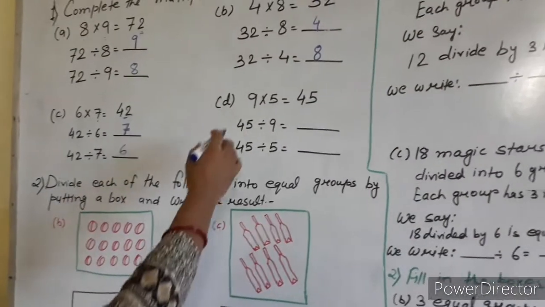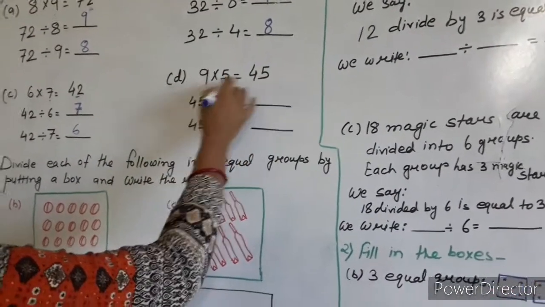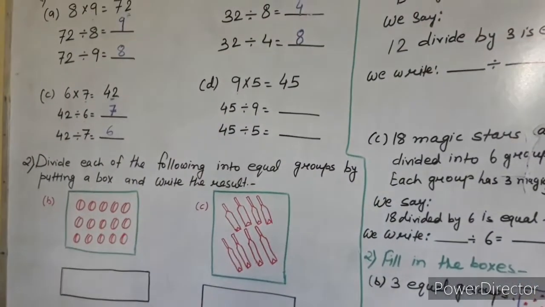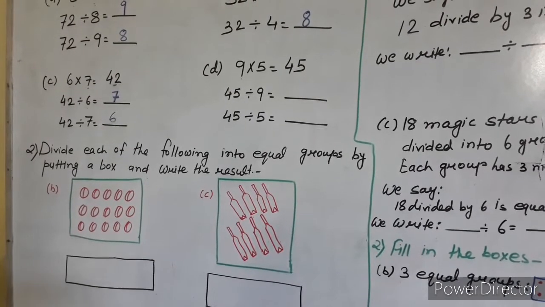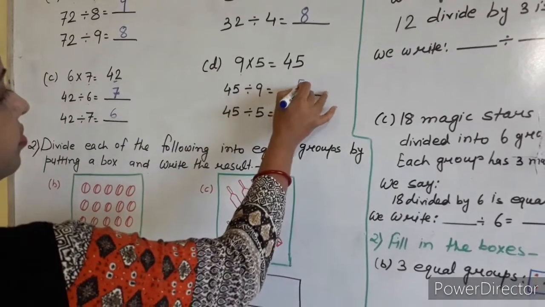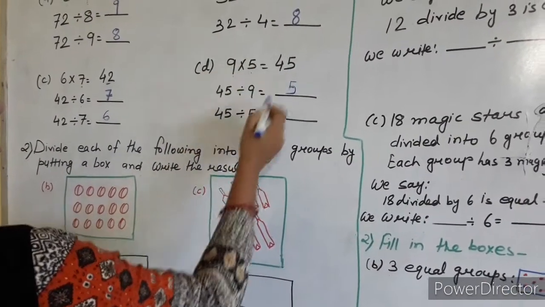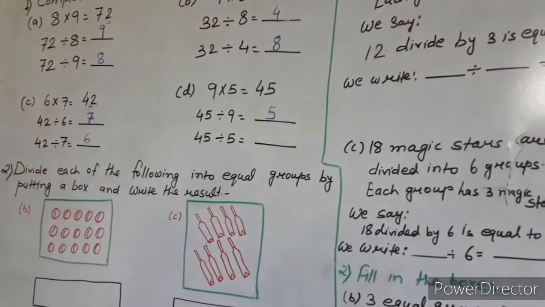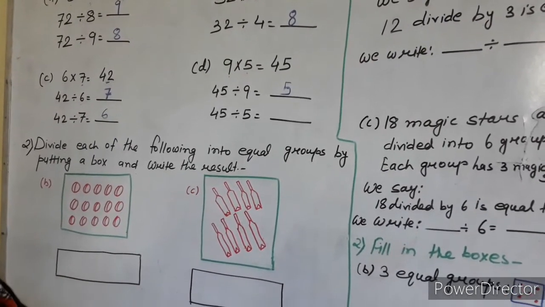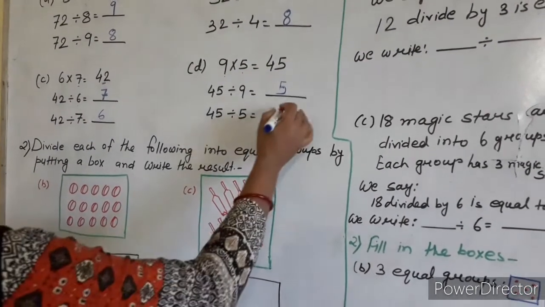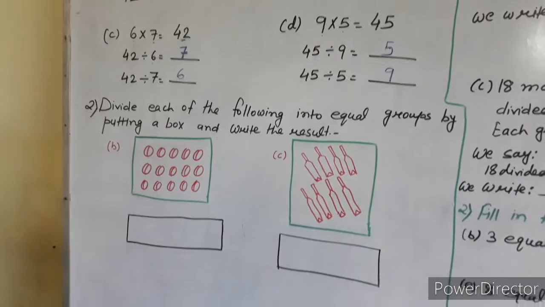Then question D, 9 into 5 is 45. This is the multiplication fact. Then 45 is first divided by 9. So 9 1s are 9, 9 2s are 18, 9 3s are 27, 9 4s are 36, and 9 5s are 45. Then this one is divided by 5. So 5 1s are 5, 5 2s are 10, 5 3s are 15, 5 4s are 20, 5 5s are 25, 5 6s are 30, 5 7s are 35, 5 8s are 40, 5 9s are 45. So you can do this one like this.